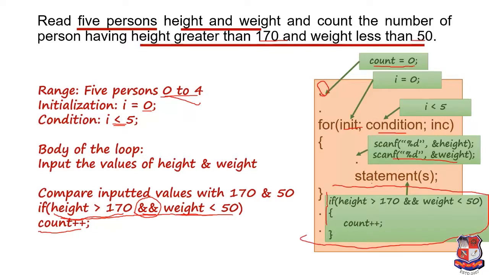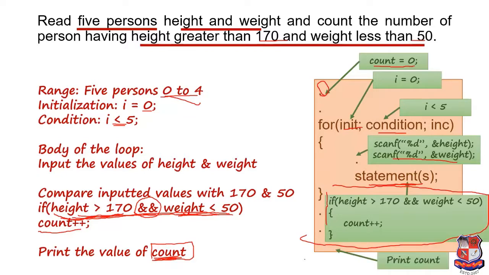Outside the body of the loop we'll print the value of count. If the inputted height of each user is 170 and weight is less than 50, then this count is increased. Every time this condition is true, the count is increased. So our final count will be in the count variable, and we have to print that count variable outside the for loop.